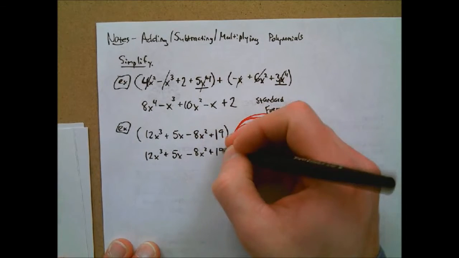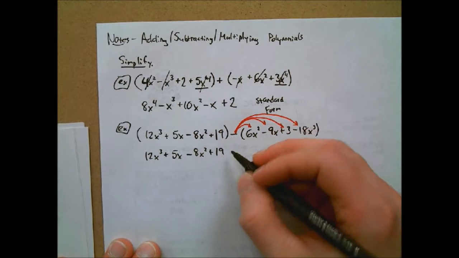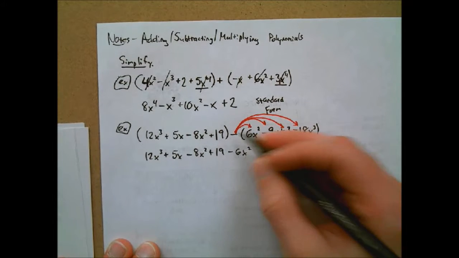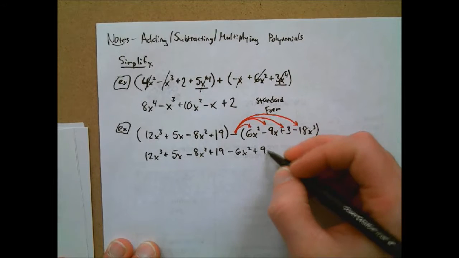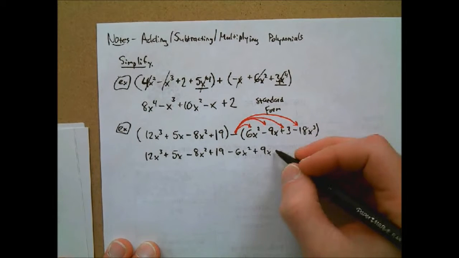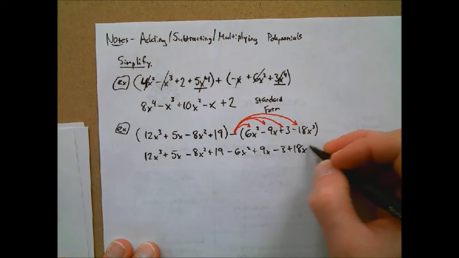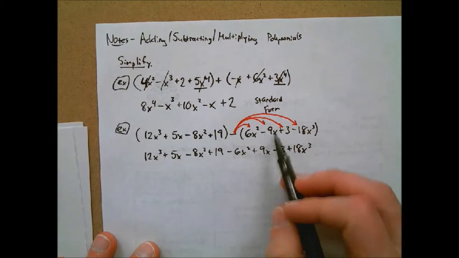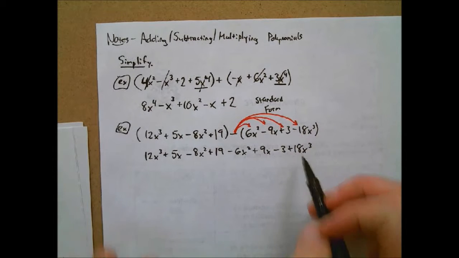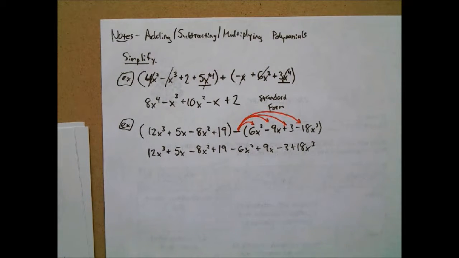But then this will become minus 6x squared, minus a negative, so plus 9x, minus a positive, so minus 3, and then minus a negative, so plus 18x to the third. Okay, so essentially we just make all these signs opposites. And now it's just like the first one. We're going to combine like terms.